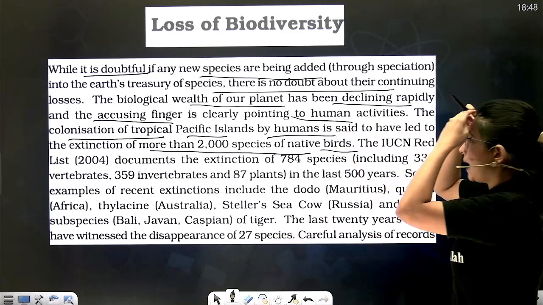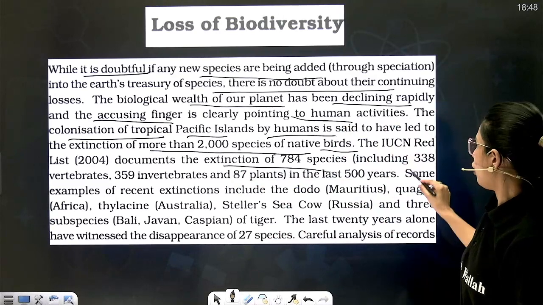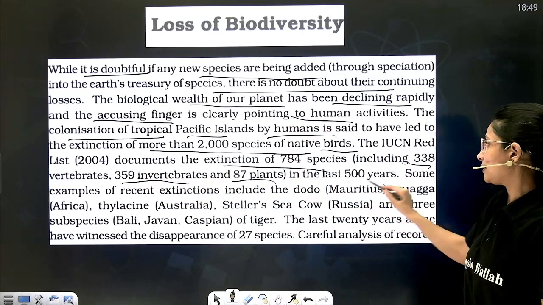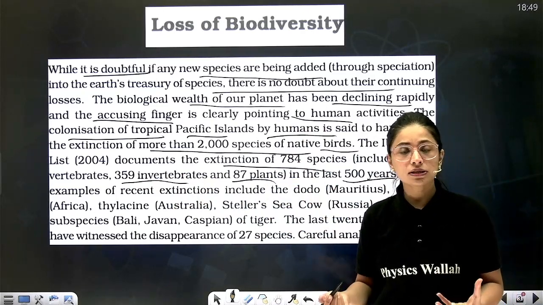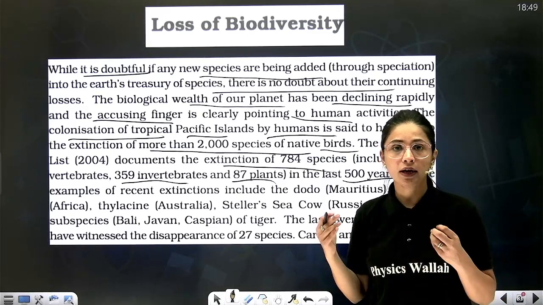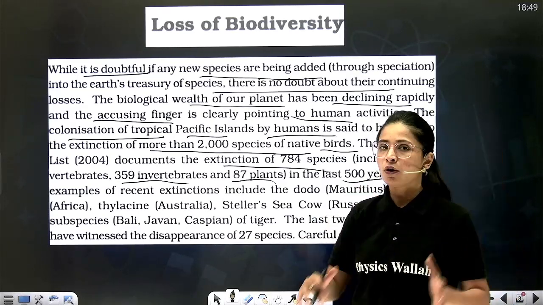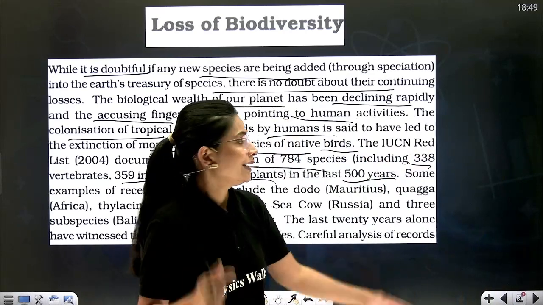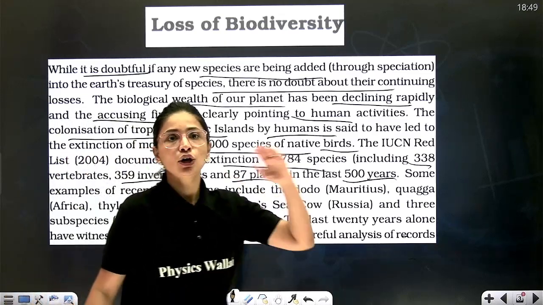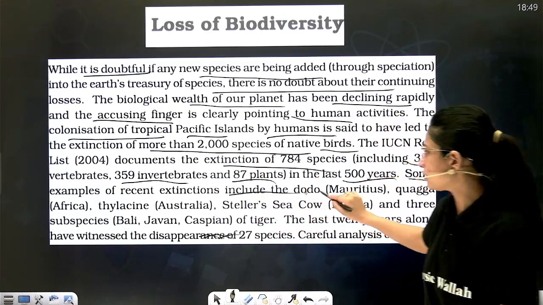Yes, of course. So the IUCN Red List documents the extinction of 784 species, including 338 vertebrates, 359 invertebrates and 87 plants in the last 500 years. So IUCN has generated its own book by the name Red List, and it's a Red Data Book in which all the species who are on the verge of extinction, who got extinct, who are more vulnerable, all that list is generated, which tells you that in the last 500 years we have lost so many species, which is actually too much. Right?